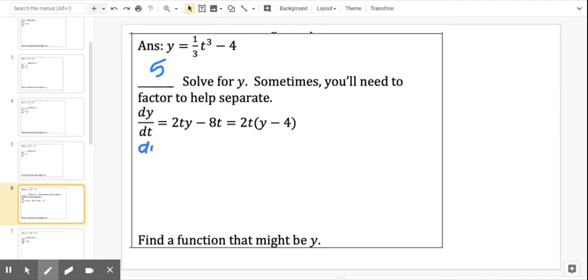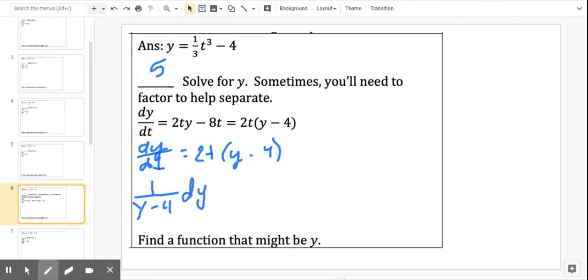So this is just dy, just to rewrite it. dy/dt equals 2t times (y minus 4). Because now we have a factor that has just a t in it, and this factor just has y, no t's. So what that means is that I'm going to divide by y minus 4 to get that on this side with dy. And I'm also going to multiply by dt on both sides to get 2t dt.